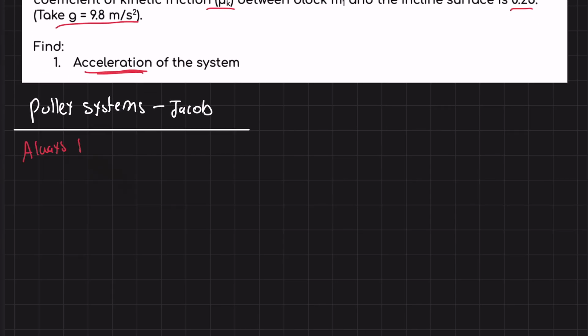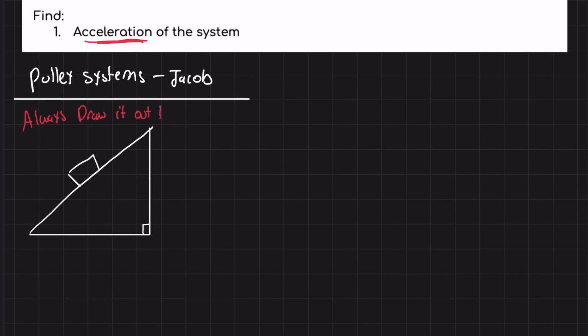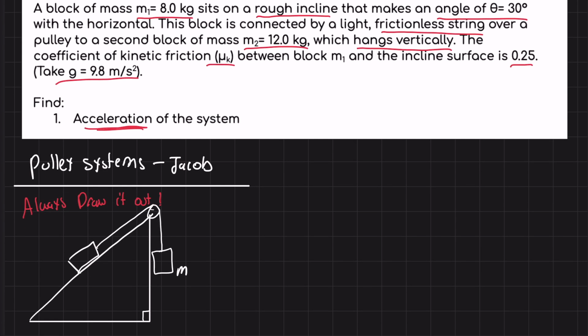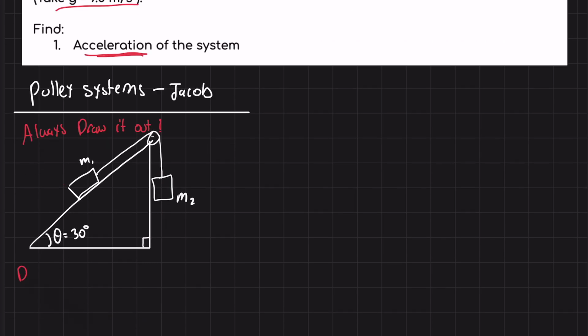It always helps to draw out the problem as soon as you're reading it. In the problem, it states that mass 1 is on the incline and mass 2 is hanging vertically downwards. It always helps to label which mass is which and also the theta in the bottom left corner. Now onto the most important step, your free body diagram. You cannot get a proper solution without a correct free body diagram.